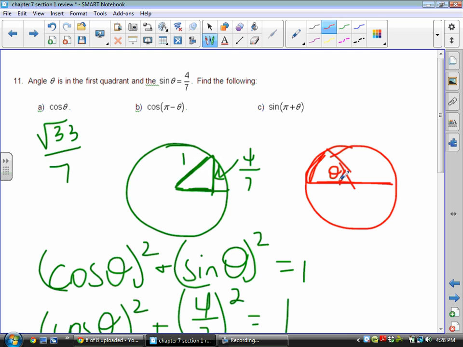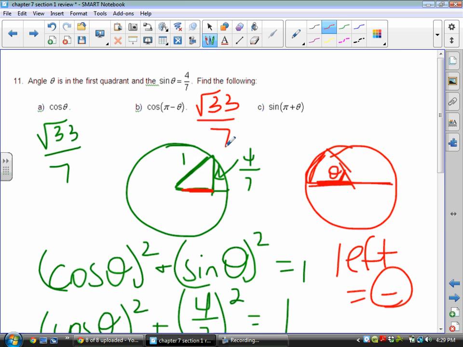I want to find the cosine of that, which is this horizontal distance, which is very similar to this horizontal distance, except it's on the left. So left equals negative stuff. So it's going to be the same value, radical 33 over 7, because it's the same reference angle, but it's to the left, so it is going to be a negative number. Negative radical 33 over 7.